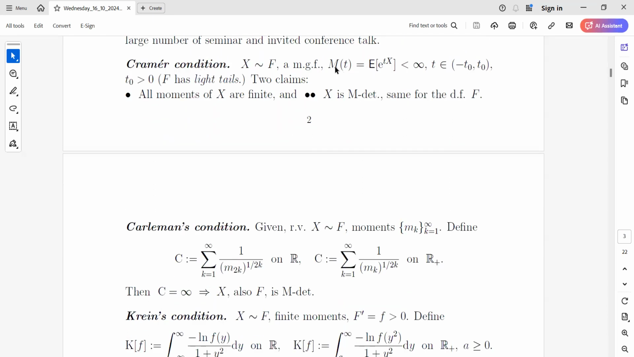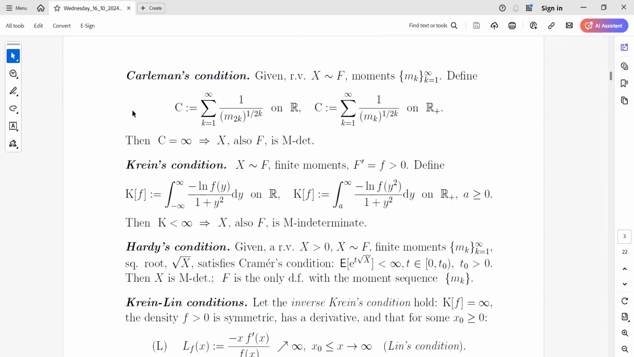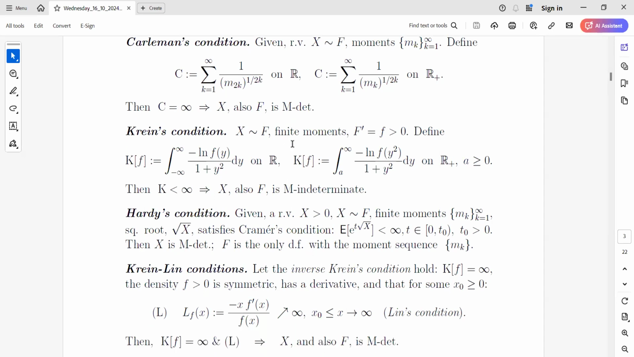And here is a list. Cramér: existence of the moment generating function, all moments finite, we have uniqueness. Quite popular is the Carleman condition, which, depending on the support, the whole real line or the positive half-line, we write this sum or this sum, and if this sum is infinity, then we have uniqueness. It's a very useful sufficient condition for the uniqueness, for the moment determinacy.